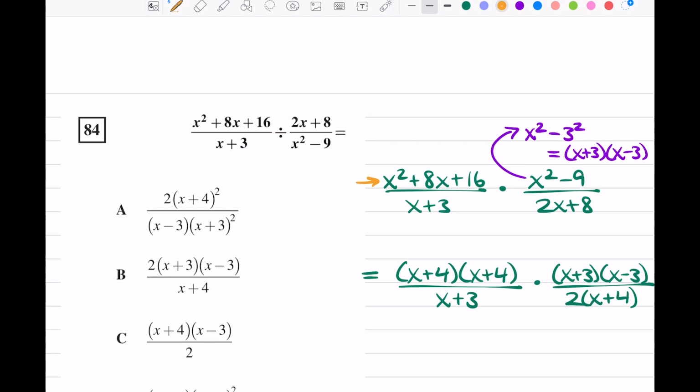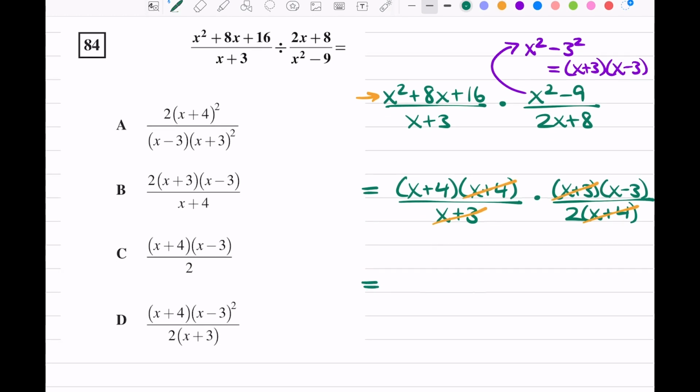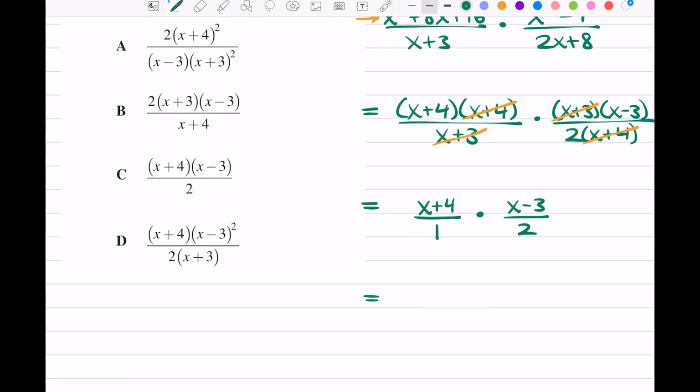Now we need to look for factors that we can cancel out. We can cancel out x plus 4 with this one, and we can cancel out x plus 3 with this one. Our first fraction, we just have x plus 4, and on bottom, our factors canceled, so we just have 1. And our second fraction, we have x minus 3 over 2. Multiplying these fractions, we get x plus 4 times x minus 3 over 2. And looking at our answer choices, that is option C.